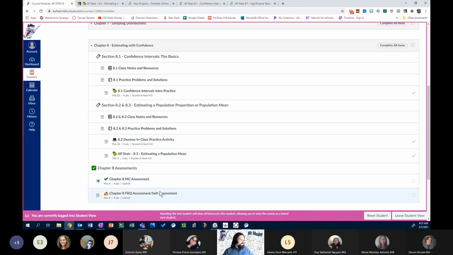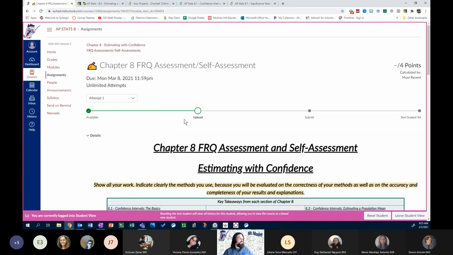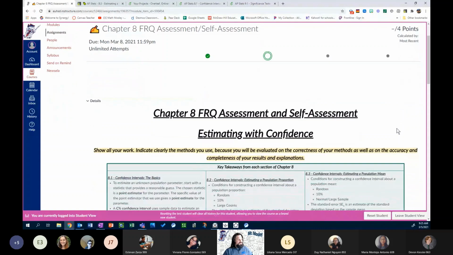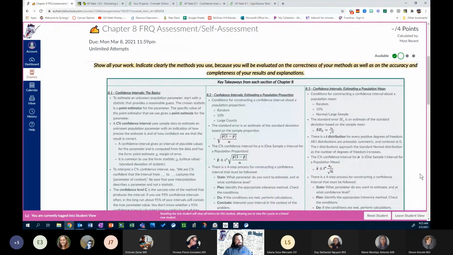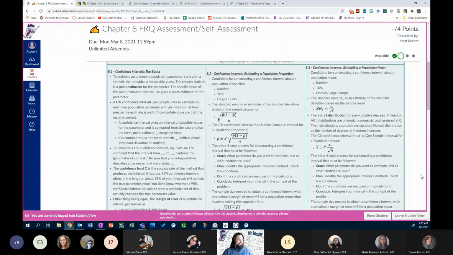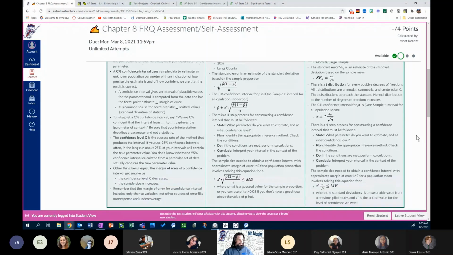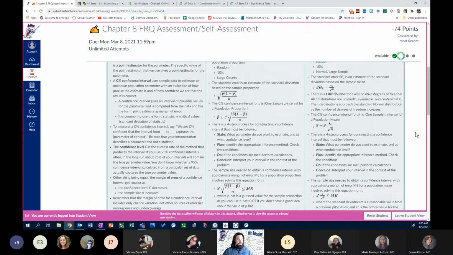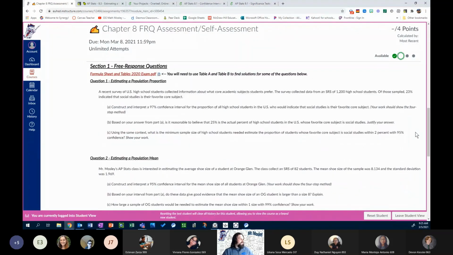And the free response questions. Let's take a preview of the FRQ/self-assessment. I've tried to give you guys a little study guide at the top. So each section has a set of key takeaways. So if you don't have notes, here's some notes. And then we have the questions.